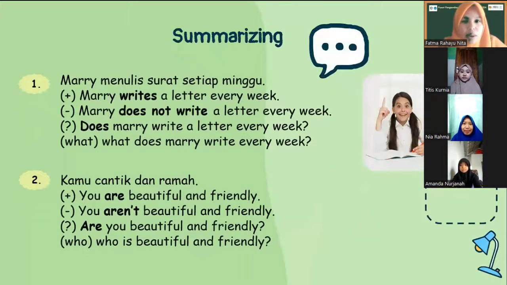All right, so here is the summary. Mary menulis surat setiap minggu. So the positive: Mary writes a letter every week. For the negative: Mary does not write a letter every week. And for the interrogative: does Mary write a letter every week? For the last: what does Mary write every week? Do you understand? Yes. All right.